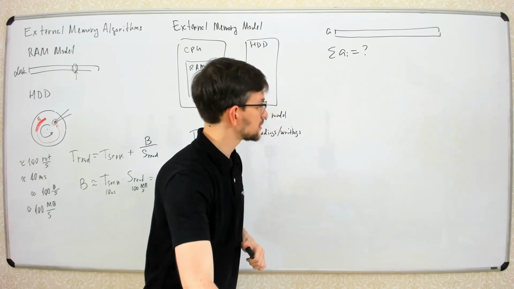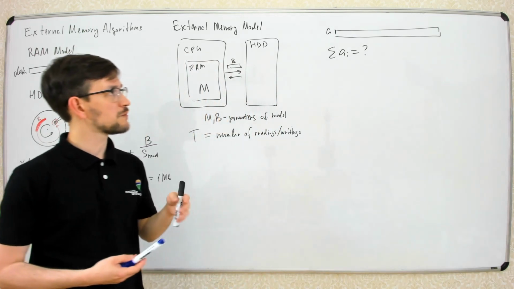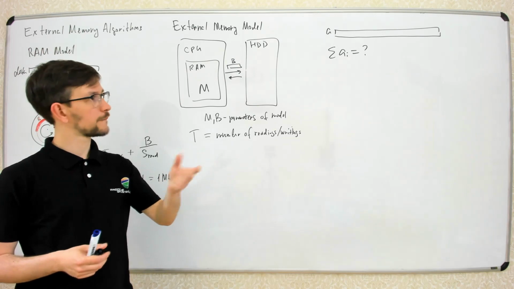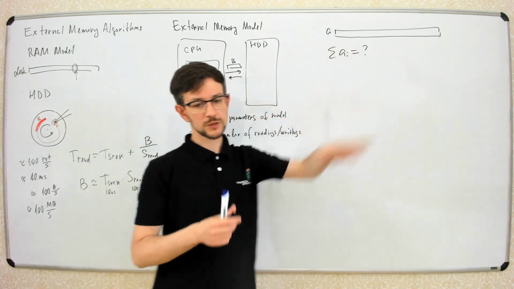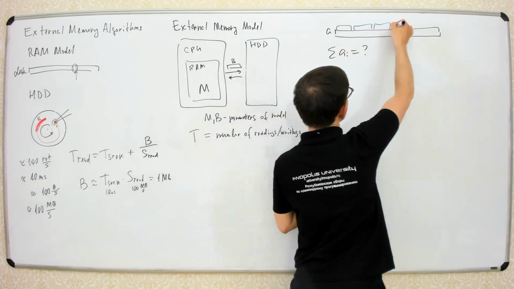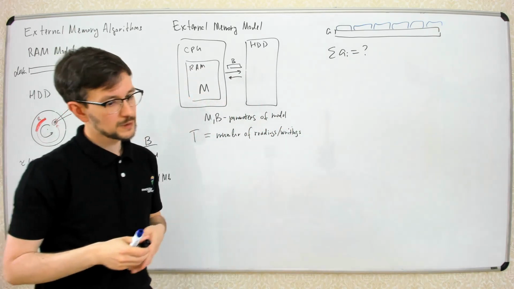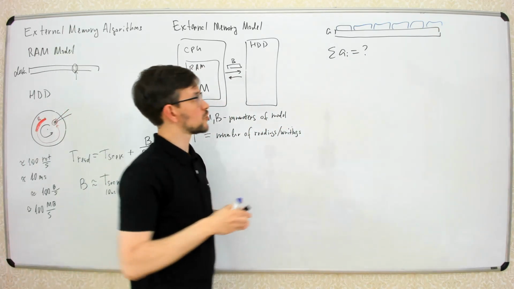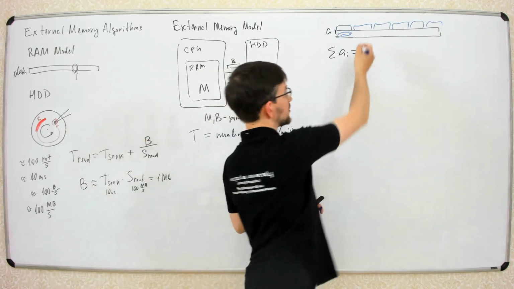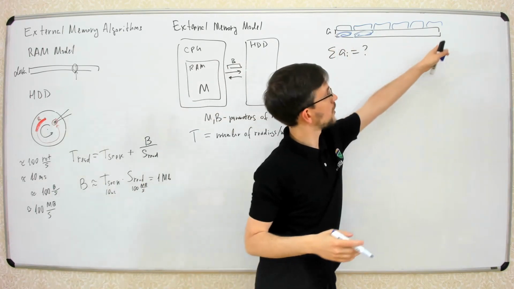In the external memory model, it's actually the same, but instead of reading elements one by one, you read them block by block. So you split your array into blocks and read these blocks one by one. You read the first block, calculate the sum of the first block, then read the second block, calculate the sum of the second block, and so on, until you reach the end of the array.